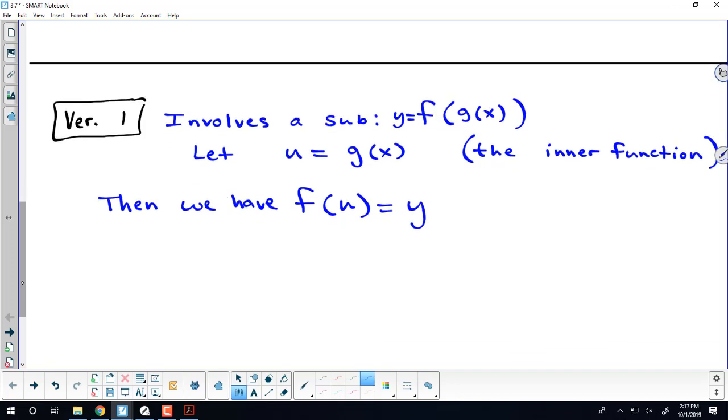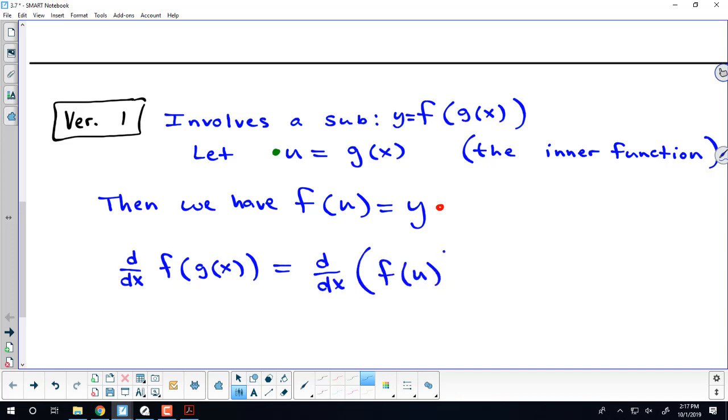And so version 1 then says to take the derivative, you've got two things to look at. You have this function that was the result of your substitution, and you have this function. You have two functions, one of x and the other a function of u. So it says the derivative of the composition f of g of x is thought of as the derivative of f of u, where u is equal to g of x.